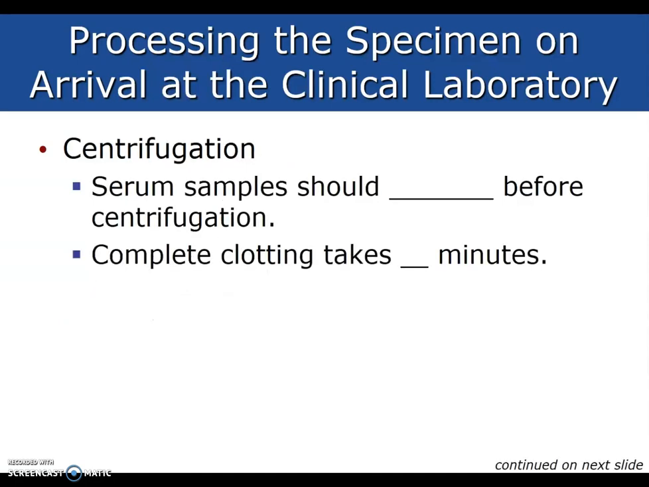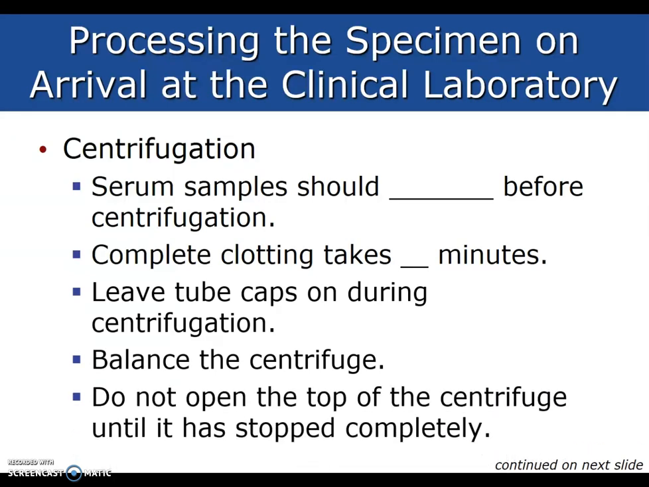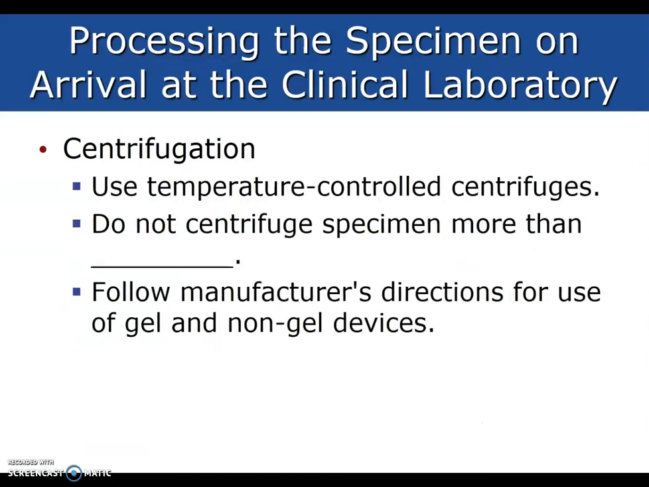Centrifugation: serum samples should clot before centrifuging, and complete clotting takes 30 to 60 minutes. Leave the tube caps on during centrifugation. We're going to balance the centrifuge, which I'll show you in class, and do not open the top of the centrifuge until it's stopped completely. We're not going to centrifuge a specimen more than once, and we're going to follow manufacturer's directions for use of gel and non-gel devices. There are temperature-controlled centrifuges for frozen specimens and specimens that need to be kept warm.